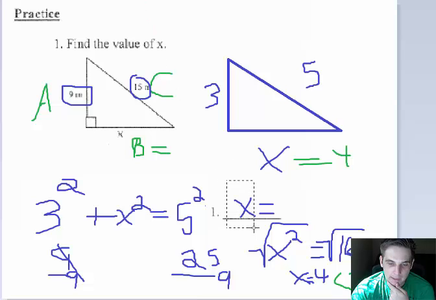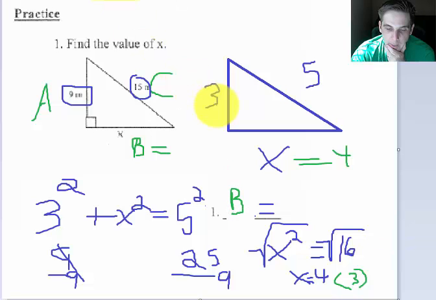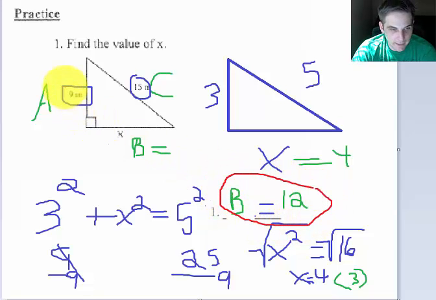Let me get rid of that x. Let's replace it with a B. 4 times 3 actually equals 12. Now, if you went ahead and did 9 squared plus x squared equals 15 squared and solved it all that way, you'd still get 12, but the math would be a little bit harder.